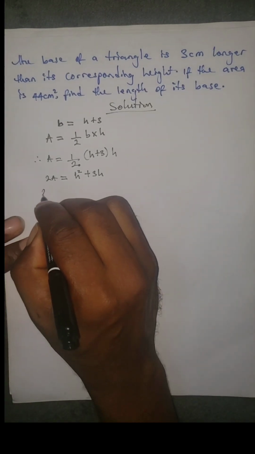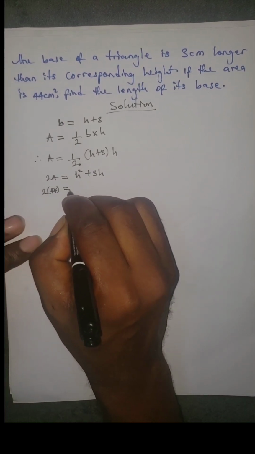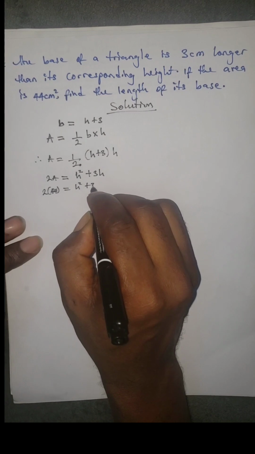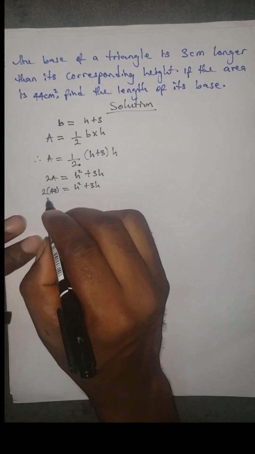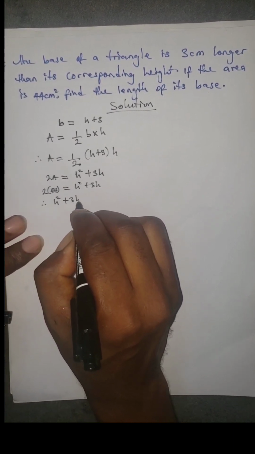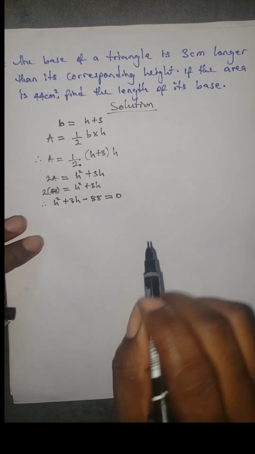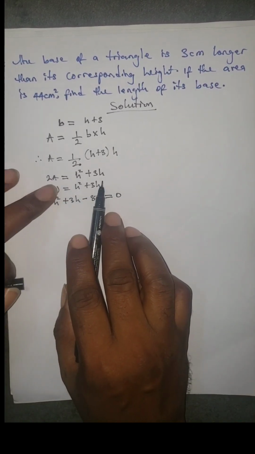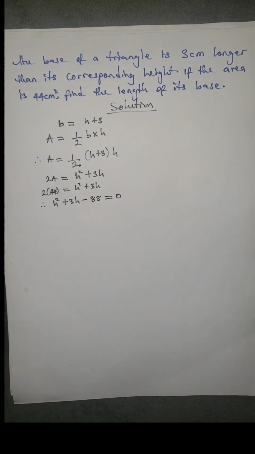So that will give us 2 into 44 equal to h square plus 3h. Okay, so bring this value inside. You now have that h square plus 3h minus 88 will give you 0, because when you bring this one here, what remain here will be what? 0. So you can see that we have gotten our quadratic equation.